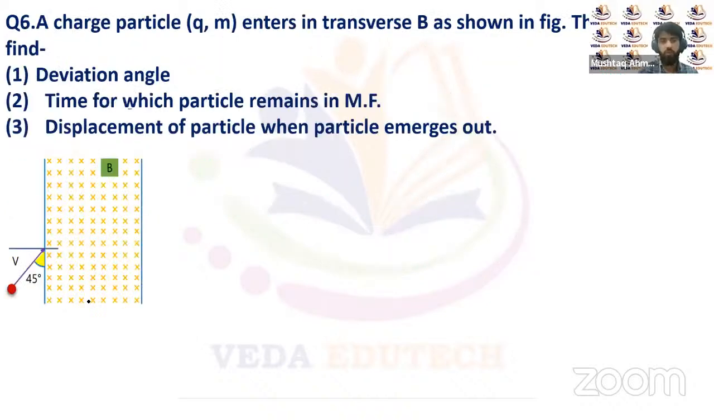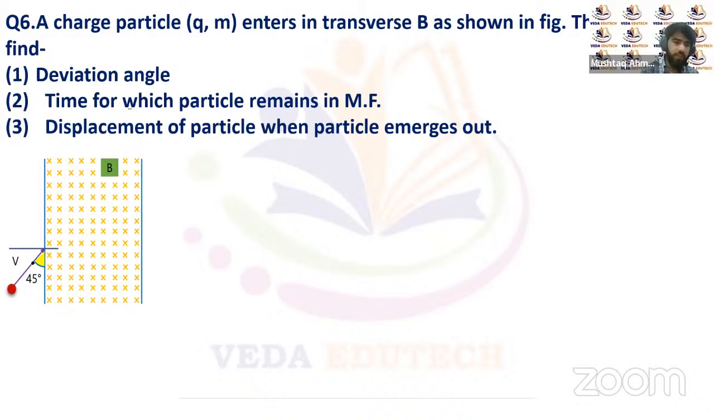Now let's move on to question number 6. A charged particle enters a transverse magnetic field as shown in the figure. Then find the deviation, or the time for which the particle remains in the magnetic field, and the displacement of the particle when the particle emerges out, right?